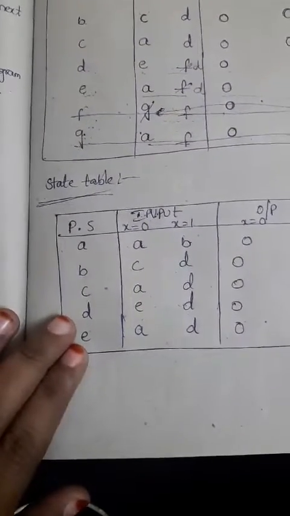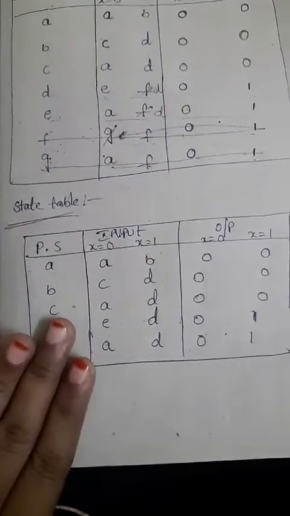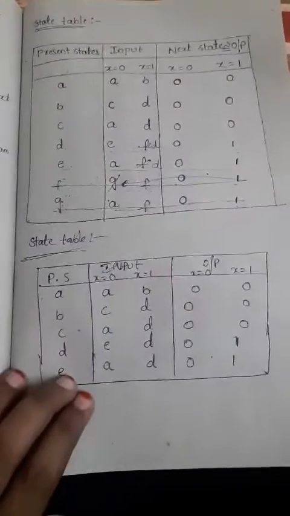Okay, so if there is no chance, you can leave it up to that. So totally here we can observe 7 states can be reduced into 5 states. So the reduced state table is like this. Okay, so this is the procedure of the state reduction method.